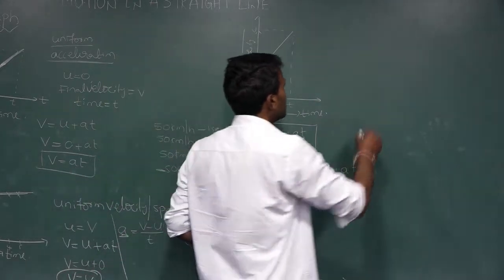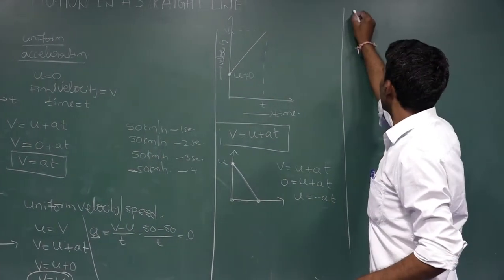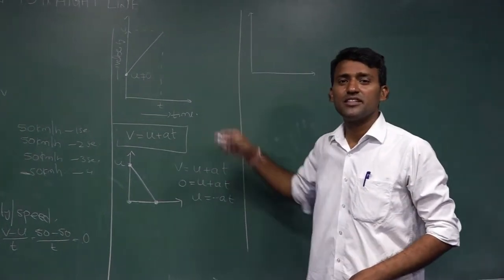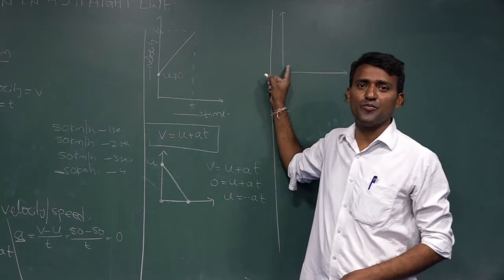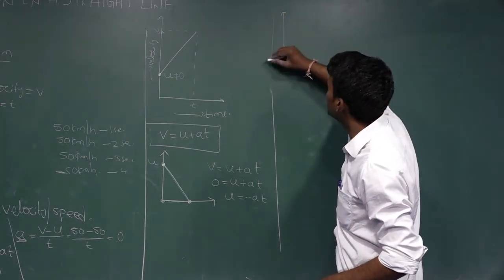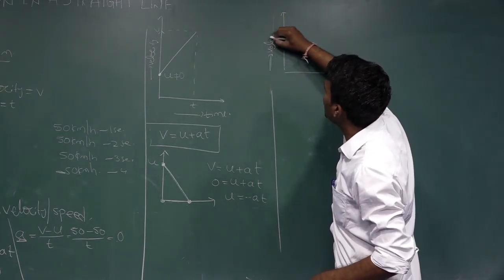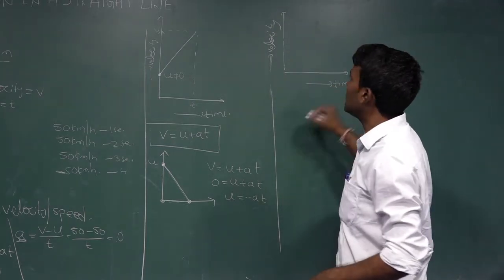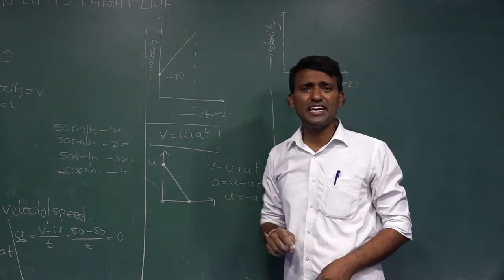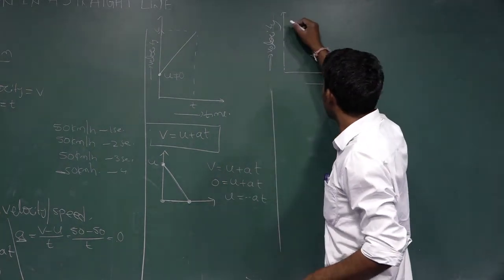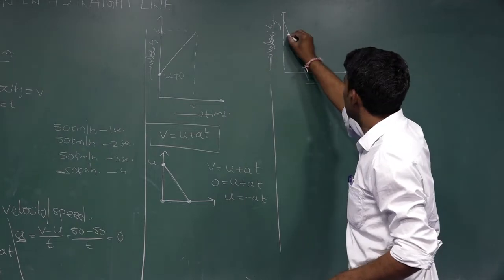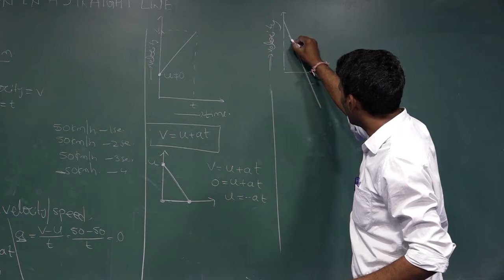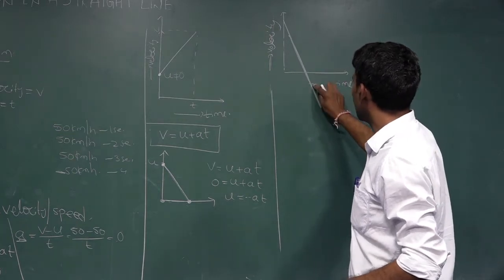Okay, next one. What I am going to explain now, this one they asked in 2017 JEE Mains. It is in your NCERT book also. Velocity on the y-axis, time on the x-axis. Now the graph I am giving like this. See here, it is going along this direction.